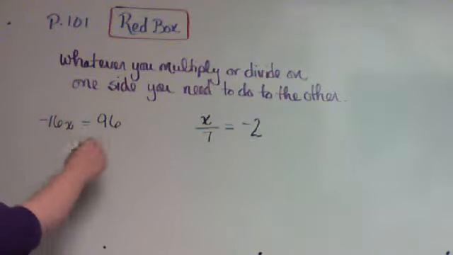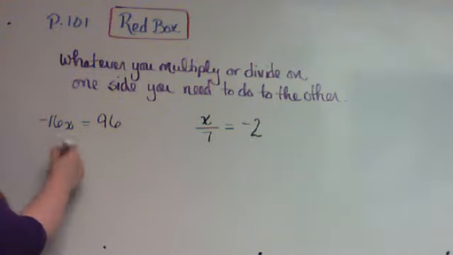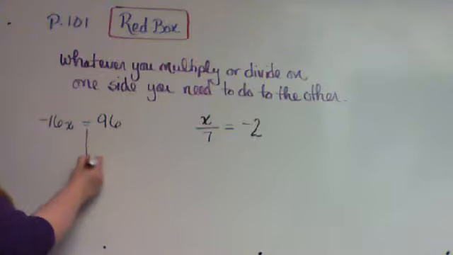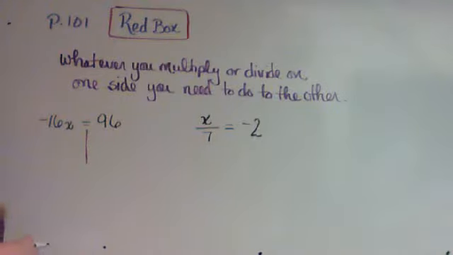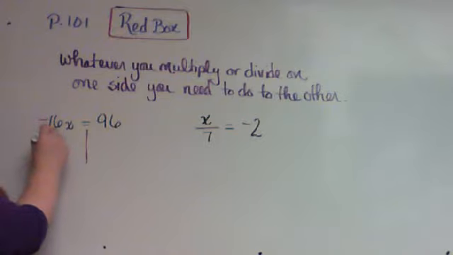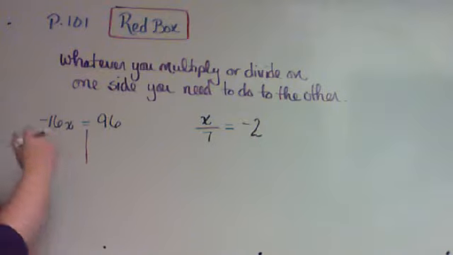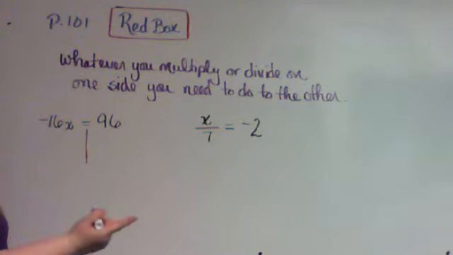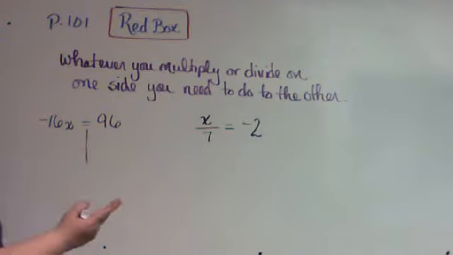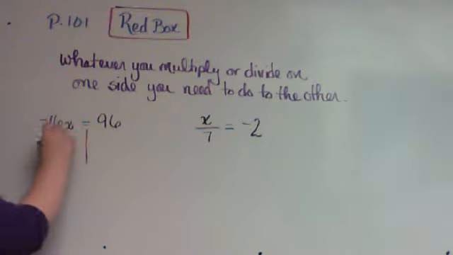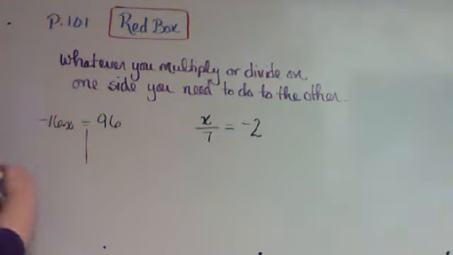Okay, so here for this one, I need to get the x by itself because they've asked me to solve. So I'm going to start by drawing my line. And I have to look at how this negative 16 is connected to the x. What is it that connects them? Is it added to it, subtracted from it, multiplied by it, or divided by it? And this one is multiplied. We know because there's nothing in between. So when there's nothing in between, it's always multiplication.